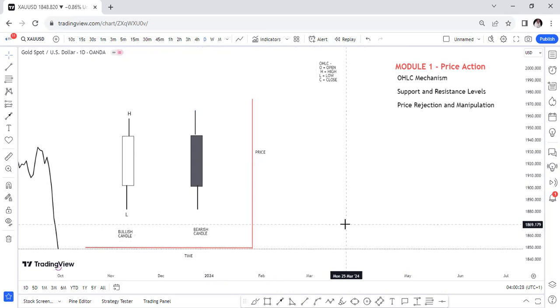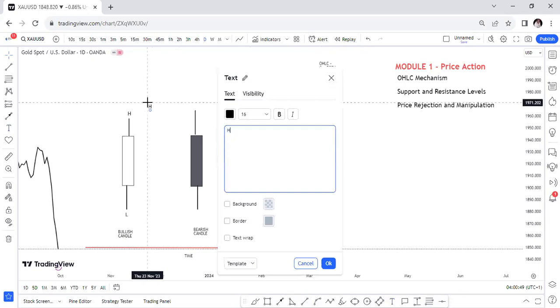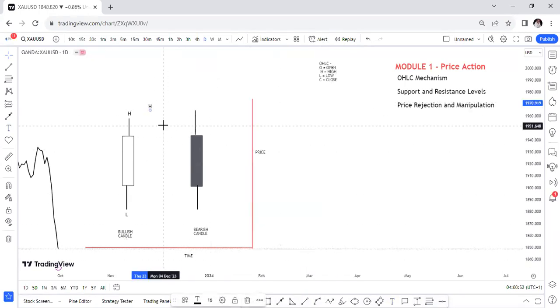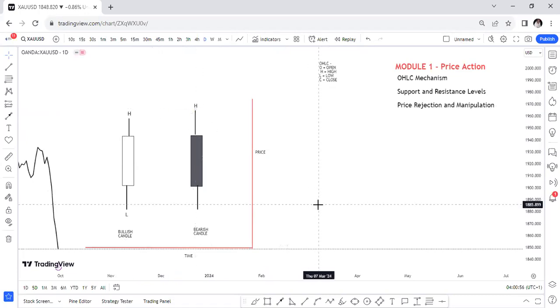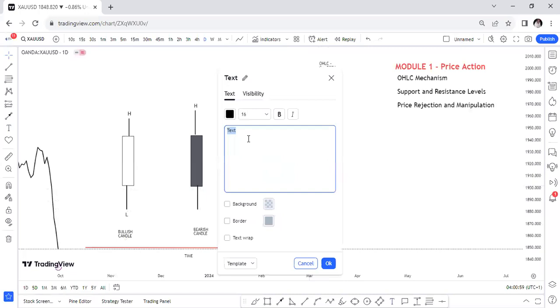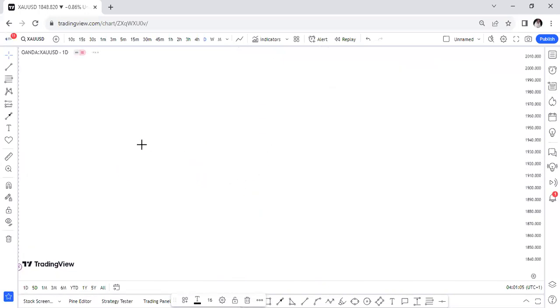So you must understand the language of price action, so that you are not blindly spotted by the conventional way of interpreting price action.